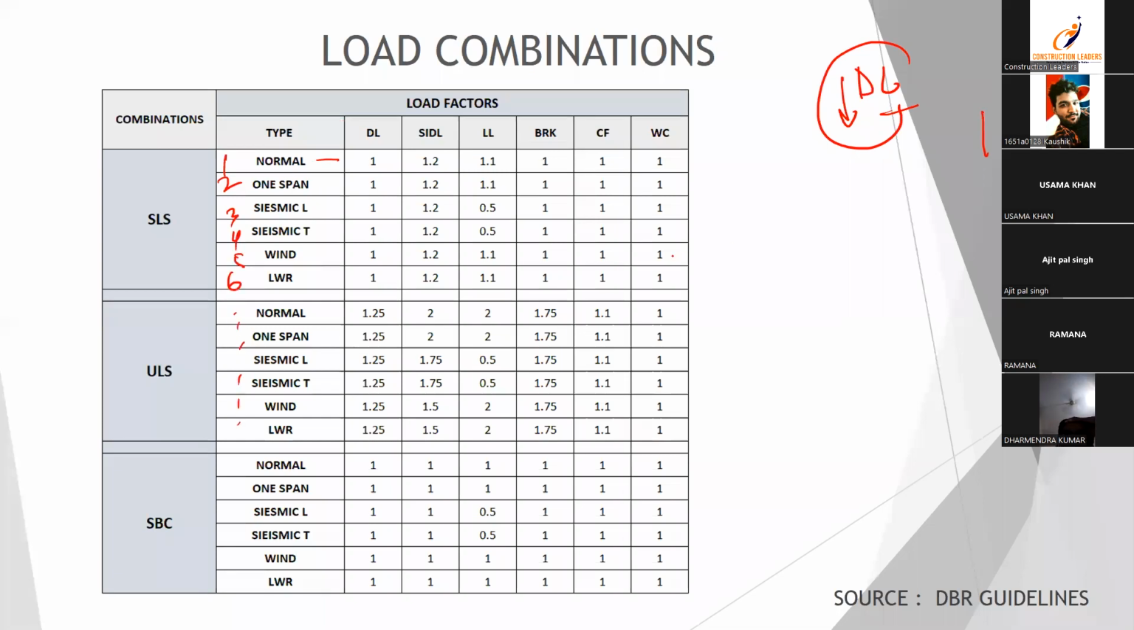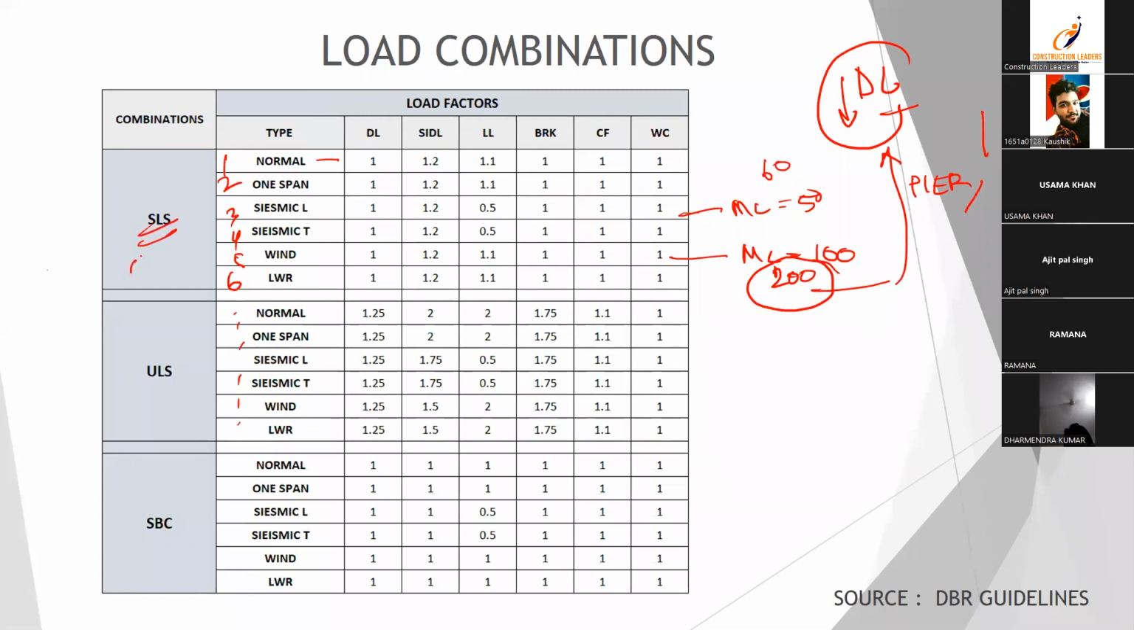So maybe at the end this will give you a longitudinal moment of maybe 100. This might give you a longitudinal moment of maybe 50, 60, or 200. So whatever combination gives you a higher value, you'll take this and design your pier or whatever section you're designing. So this SLS load case is usually used for checking the structure, and ULS is usually used for designing the reinforcement and other aspects.